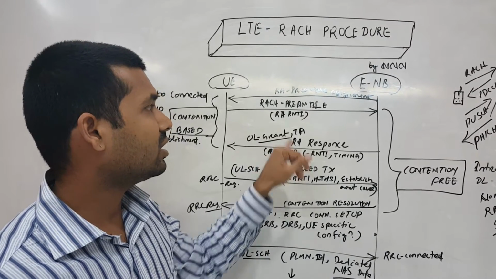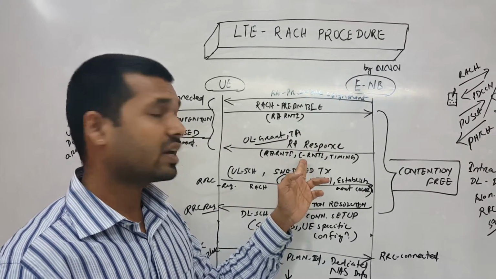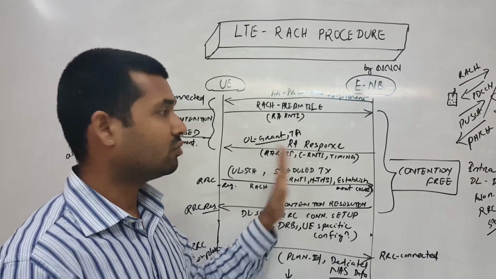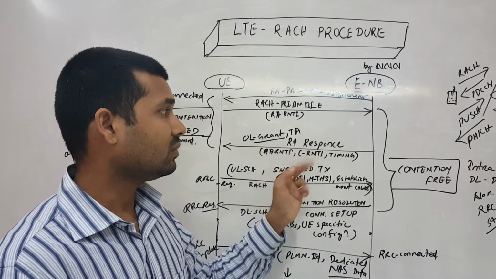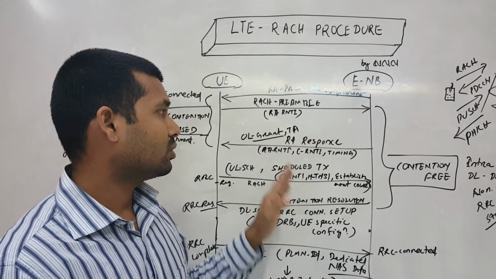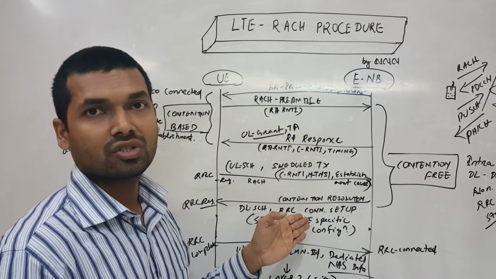We get the random access RNTI, the same one we sent in the uplink. We receive the CRNTI, which is required for further communication for this kind of service. Then we have this timing. After this, we use the CRNTI for further communication.